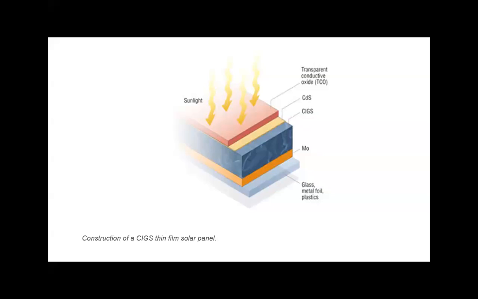And then you have this thin window up here that allows for the sunlight to actually come in, and this is usually made of a conductive oxide. Super commonly, it's zinc oxide that's used in this. So yeah, that's what a thin film solar panel made of SIGs actually looks like.